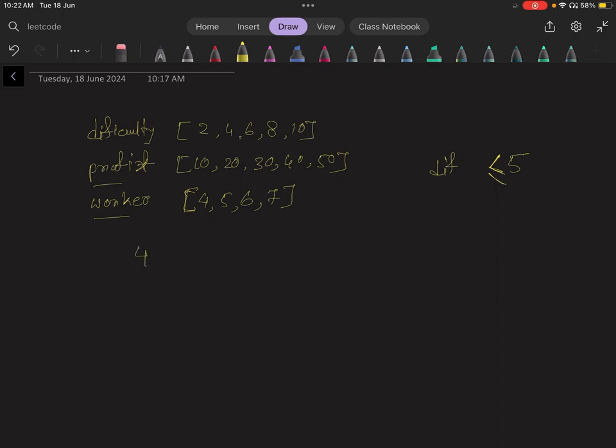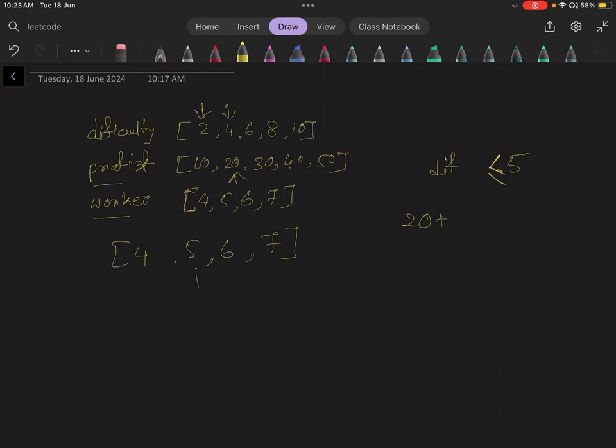We have workers with 4, 5, 6 and 7. The first worker can do a job with at most difficulty 4. We have two jobs with difficulty up to 4, which are 2 and 4, and among those two jobs, which one gives us the most profit? The job with difficulty 4 gives us the most profit of 20. So we will take the profit 20.